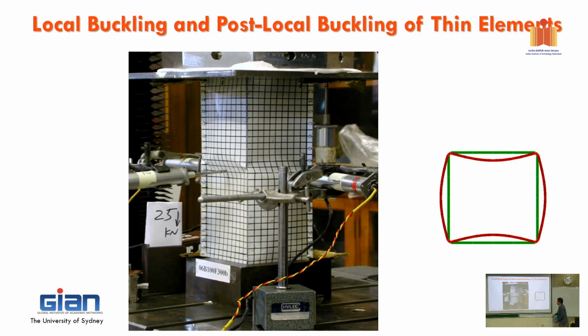So that is a very fundamental failure mode that you see in thin sections. Because if it's thicker, then there's no problem with buckling, right? It just yields and then squashes. But because of the thin one, it buckles before it reaches the yield stress. So this is the nature of local buckling. Okay, so I will talk about post-buckling now.